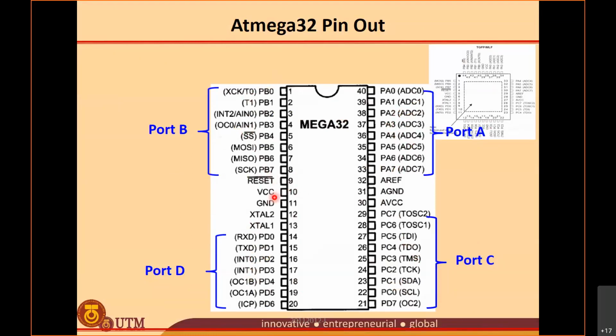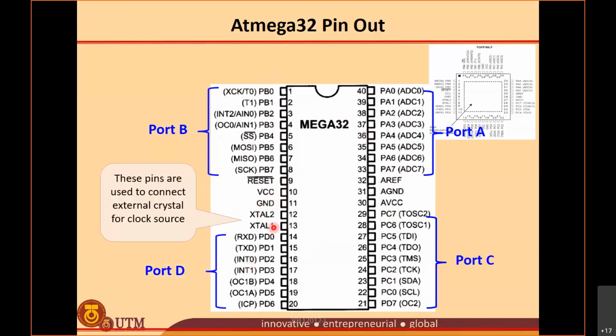Pin number 9 is reset. With this one you clear all the registers and restart the execution of the program. You can connect this one to a switch to do the reset. And then you have the VCC, which provides supply voltage to the chip. You need to connect this VCC to 5 volt. Make sure it is no more than 5 volt, if not, the chip will burn out. Then ground, you need to connect it to ground.